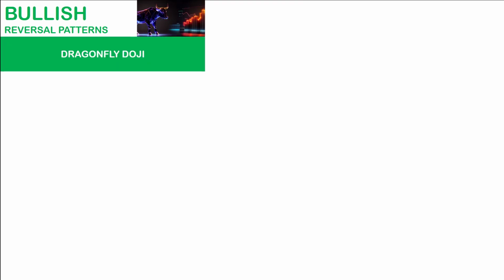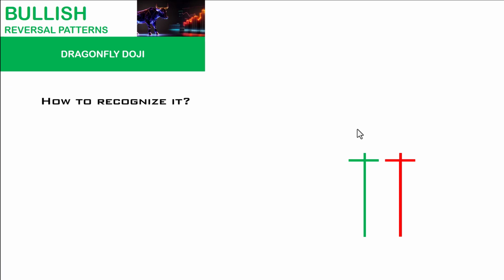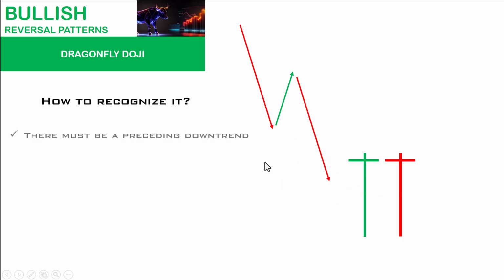This is the dragonfly doji. It can be green, it can be red. Now, how do you recognize it? The first thing to know is that this pattern must appear at the bottom of a downtrend. That means there must be a push down that breaks this low, and then you know that this is a downtrend, and then you see this pattern. There must be a preceding downtrend. Don't just choose something to be your pattern. There must be a downtrend before this appears, and that ensures that you are picking the right candlestick pattern.